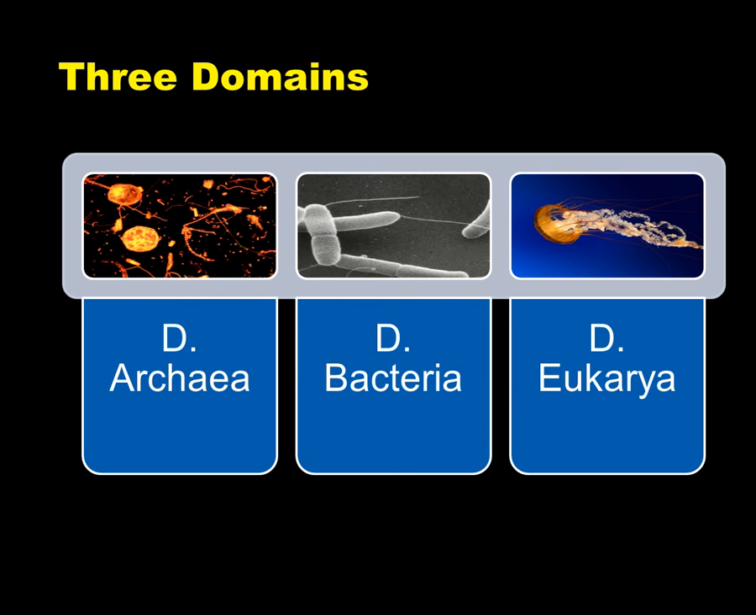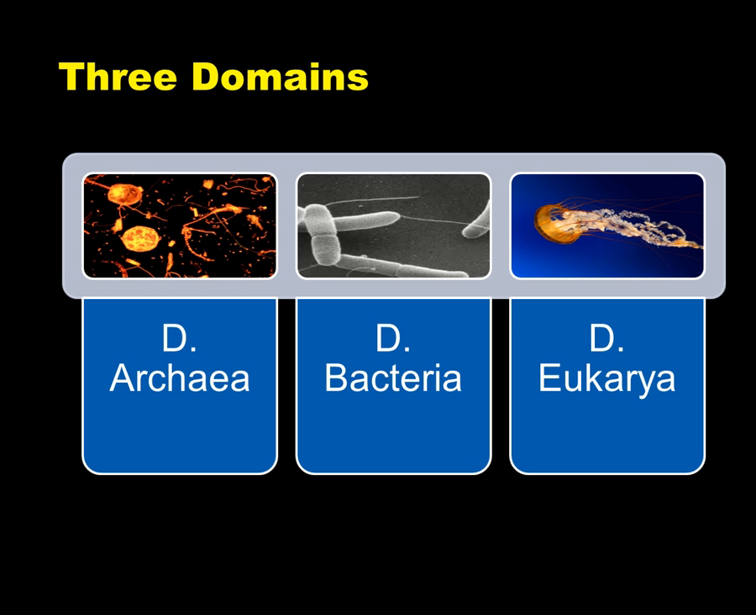There are three domains of life if we utilize this taxonomical hierarchy. The three domains include domain archaea, as I mentioned, domain bacteria, and domain eukarya. You'll notice I just have the letter D to represent domain. Okay. So let's talk about some characteristics of each of these.